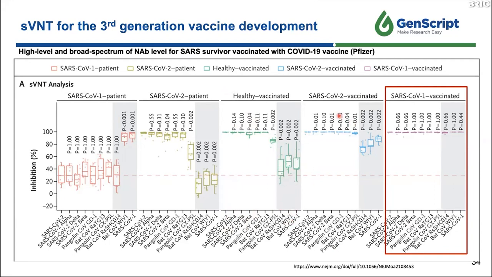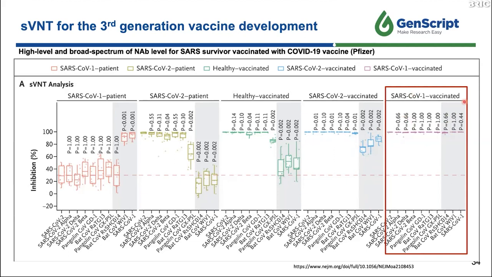So for those who have hybrid immunity, which means that they are first infected and then they also receive the vaccination, they show a higher percentage inhibition against the SARS-CoV-1 virus, but it's still not as high as the SARS-CoV-2. And most importantly, there is a group of patients who have recovered from the SARS in 2003, and later on during this pandemic, they also received the COVID-19 vaccine.